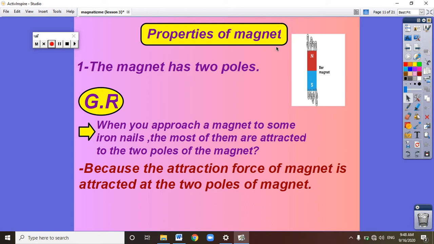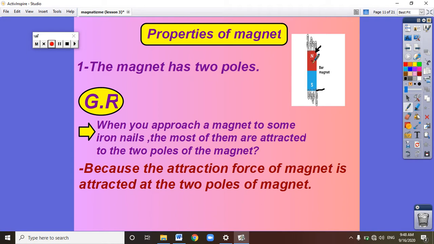The magnet has many properties. As you can see, this is the shape of the magnet. The two ends of the magnet we call poles. So that's the south pole and that's the north pole. The magnet has two poles, south pole and north pole. The south pole will be in blue color and the north pole will be in red color. So the two ends of the magnet are called poles.